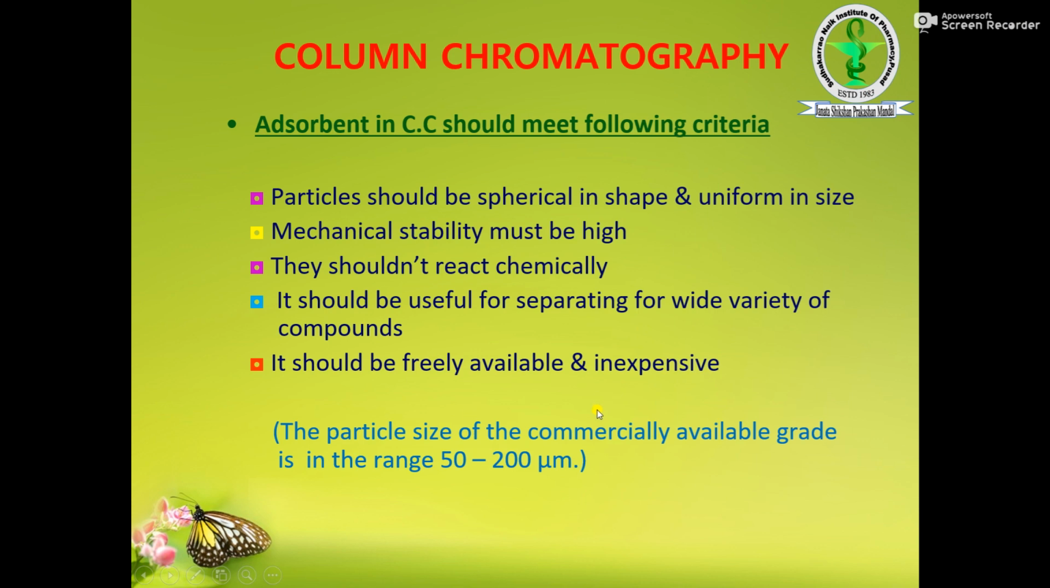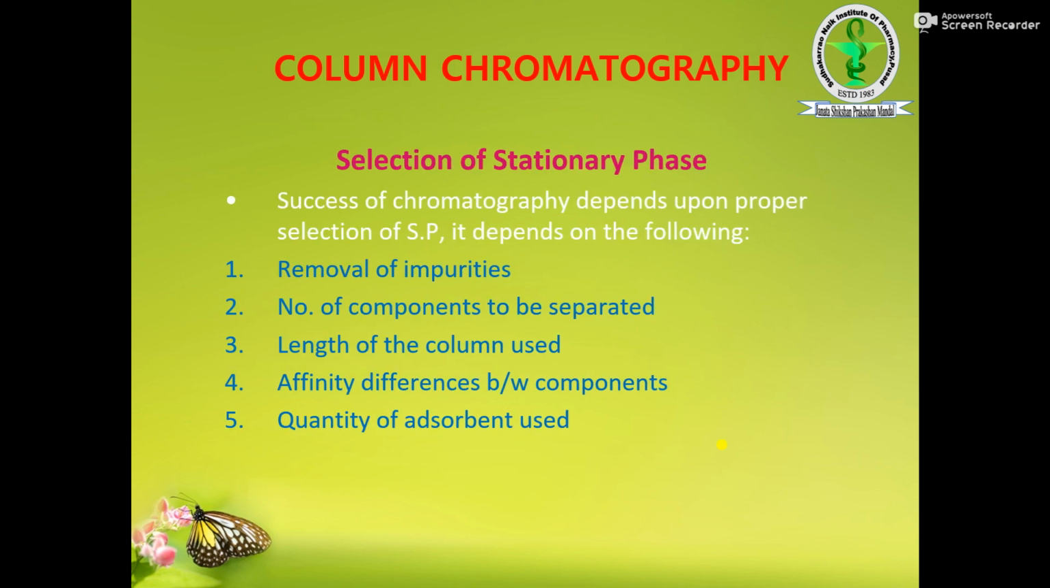The particle size of the commercially available grade is in the range of 50 to 200 micrometer. This is the range through which an adsorbent is selected. Now we have to select the stationary phase. Success of chromatography depends upon the proper selection of the stationary phase. It depends on the following: removal of impurities, number of components to be separated, and length of the column used.